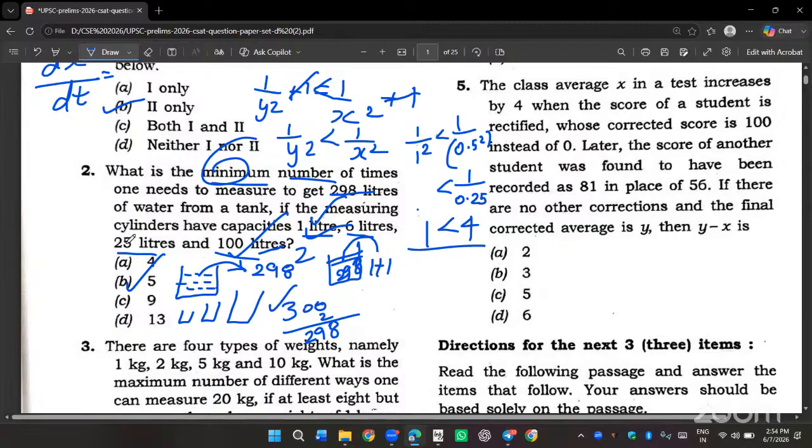Also, here 298 can be divided by 6. If I divide this, 4 times, then remaining 58.